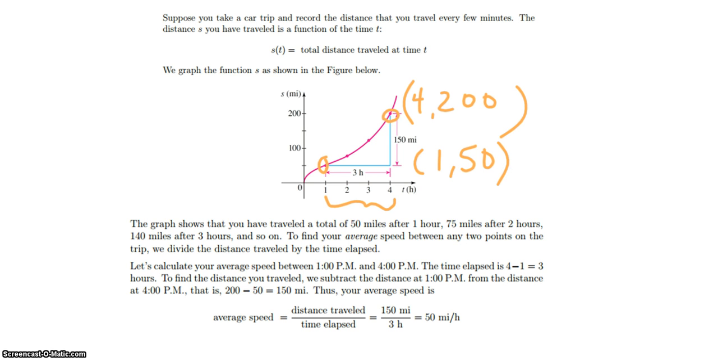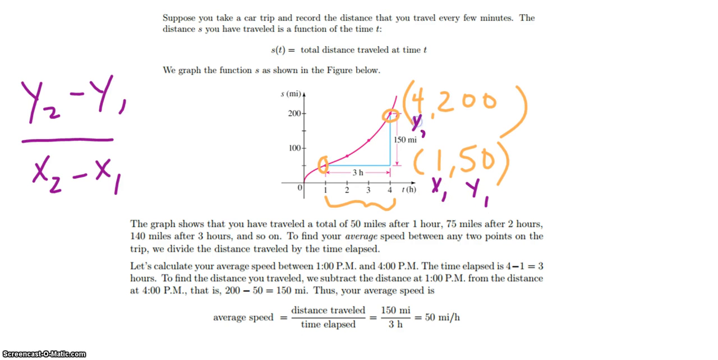So what we would do is remember that slope is y2 minus y1 over x2 minus x1. So what we're going to do is take this. We're going to say this is x1, y1. This is x2, and y2. And we're going to plug it into the formula.